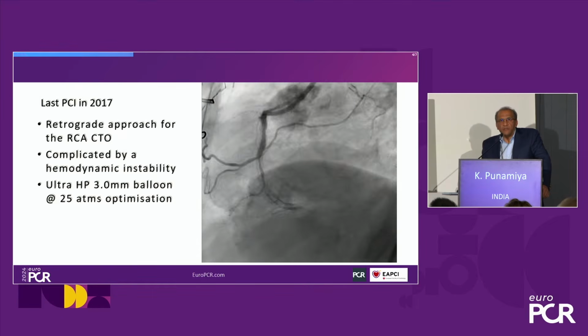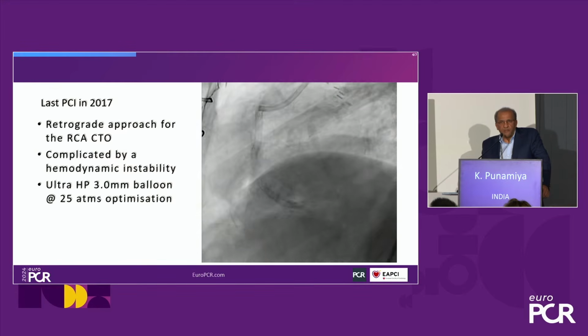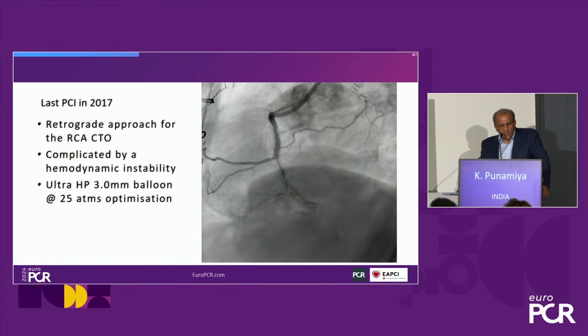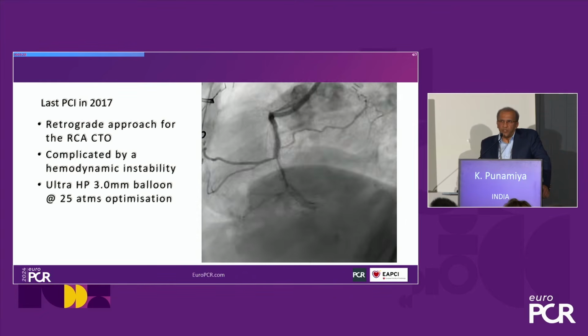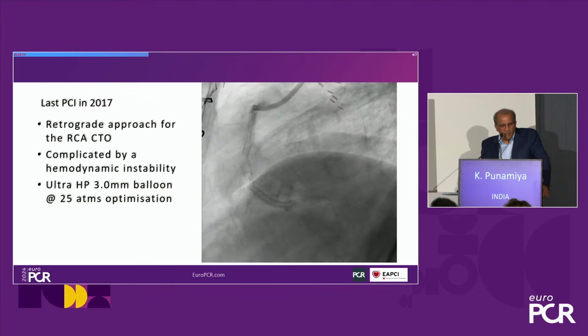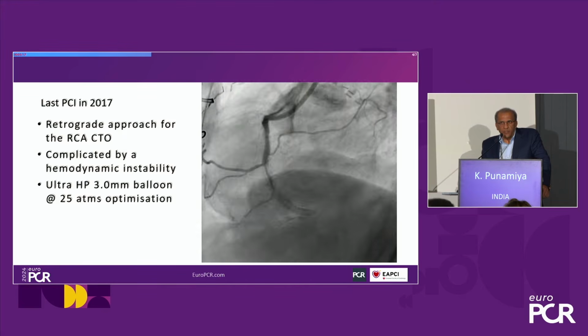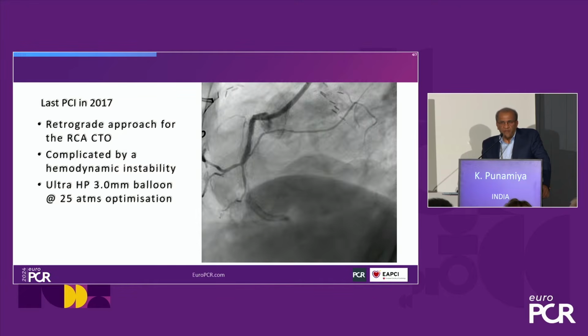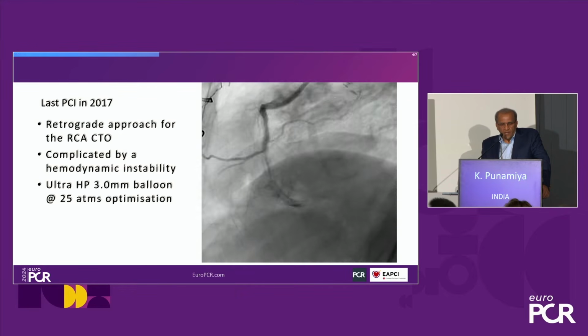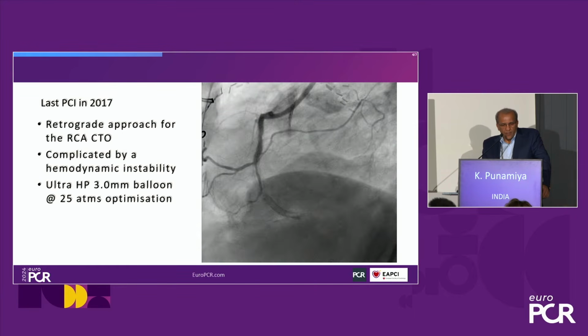A few mentions about the 2017 PCI: it was a retrograde approach, complicated by hemodynamic instability during the procedure, which not much mention was made about except for this one line. And I want to bring to your notice again this ultra-high pressure balloon dilatation with a 3.0 balloon at 25 atmospheres at that time. I'll leave you with this image to ponder on.